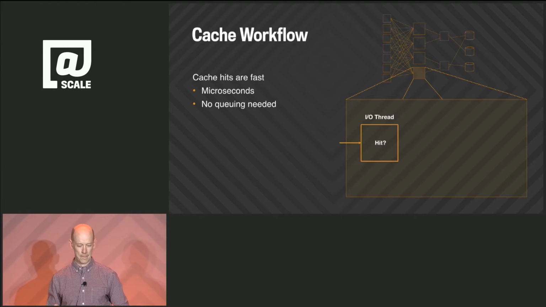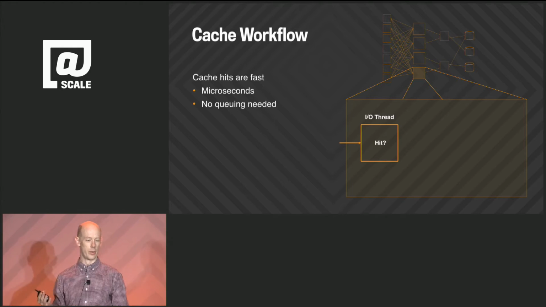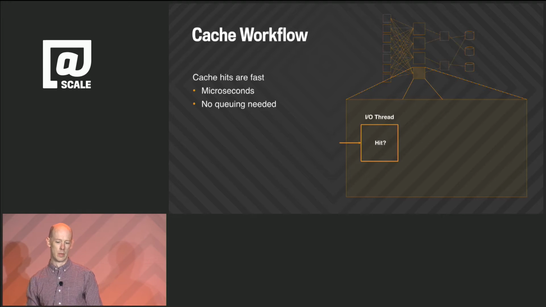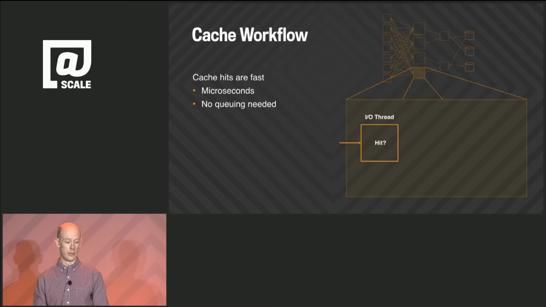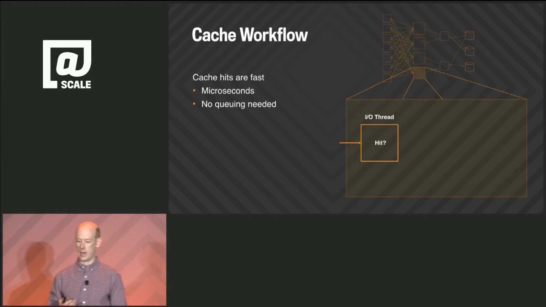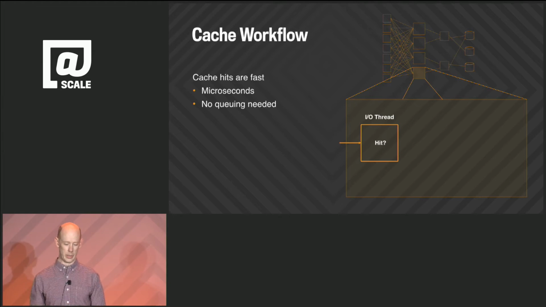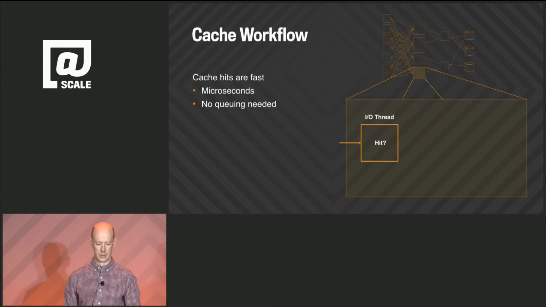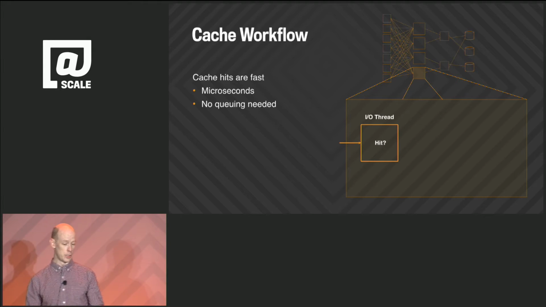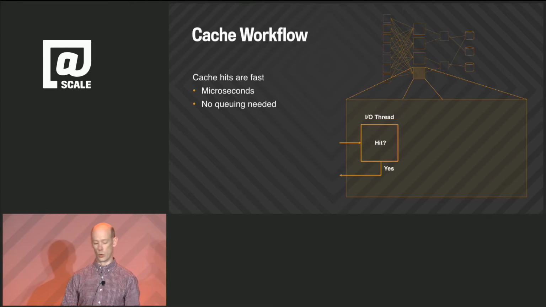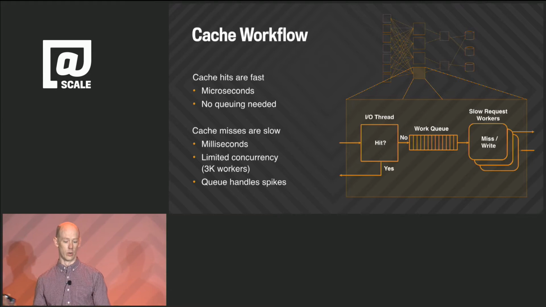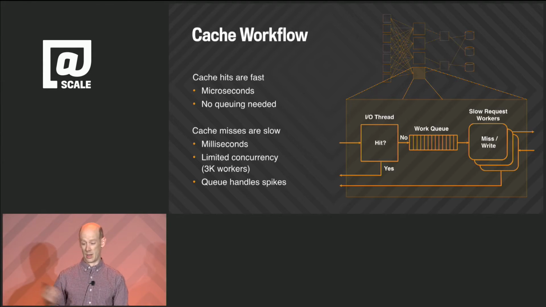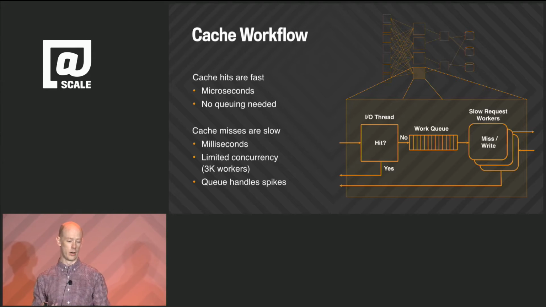So the architecture of a single cache machine: we have a high-performance I/O thread. An individual cache machine does hundreds of thousands or maybe up to 1 million queries per second. So the cache hits are very fast. They're on the order of microseconds. There's not really any queuing or backlog there because we can immediately send them back out. On the other hand, if it's a cache miss, then we have to go to a different machine, or in the case of a write, we might even have to go to a different data center or a different region in the country. For our European data center, this is even a transatlantic call.